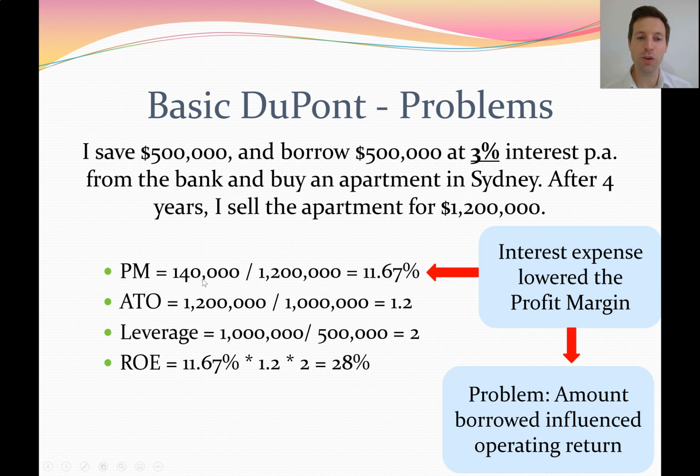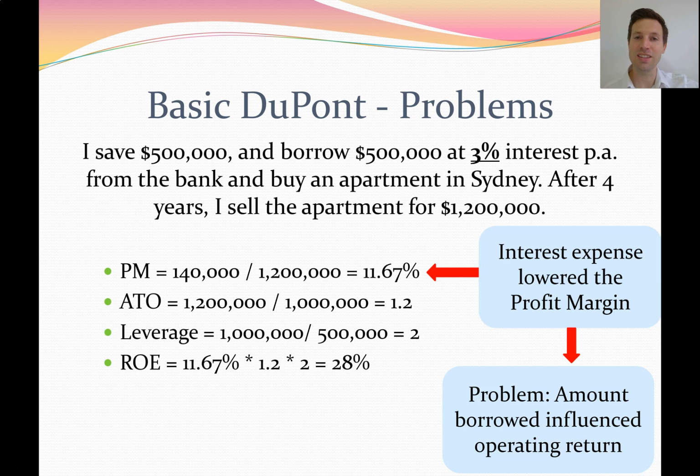First of all, my profit margin has changed relative to the previous example. That's because I now have an interest expense. So every year on the $500,000 I've borrowed, I have to pay 3% interest. And that interest expense over the 4 years lowers my overall net profit. So my profit margin has decreased. My asset turnover stays the same. And now my leverage has doubled. Now that I've got $500,000 of debt and $500,000 of equity, my leverage is equal to 2. When we multiply it all out, we see that my return on equity is now 28%.